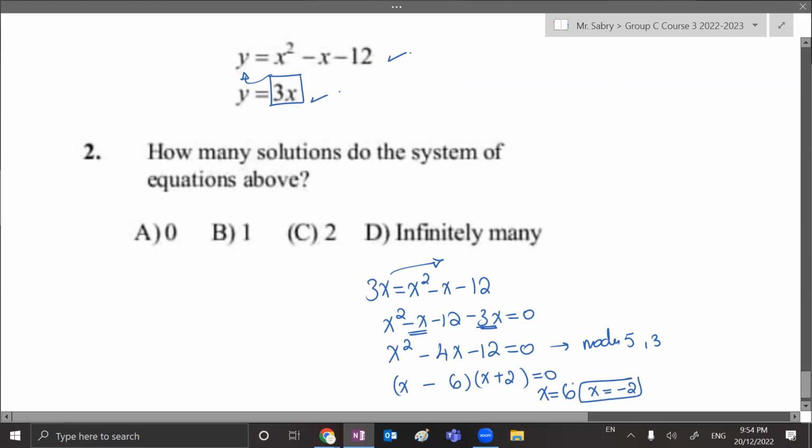So since two answers came out of this, two x values, that means right away they have two solutions, not just one or no solutions. And it can never be infinitely many, since one of them is quadratic and the other one is a line. It can't be infinitely many. Any issues there? I think most of you got this one right.